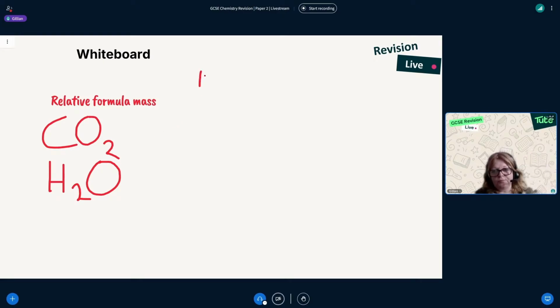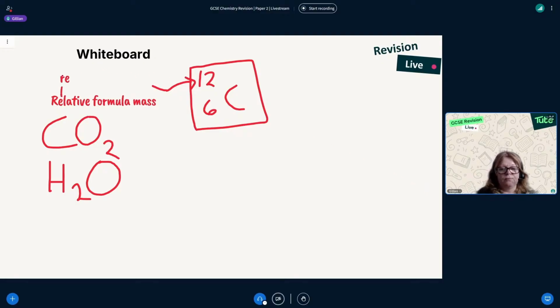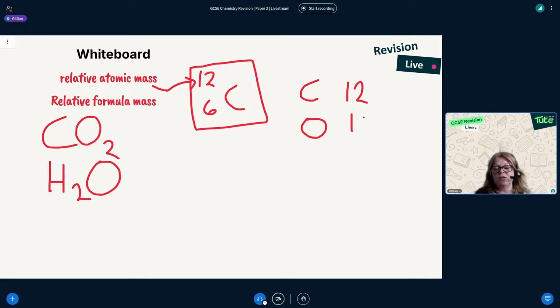So what you would need to remember is to go back to your periodic table and look at that top number. If I draw what you would see on your periodic table for carbon, that should be a C. So remember, it's the top number here. That is the relative atomic mass, and that's what we would use to help calculate the relative formula mass. So carbon has got a relative atomic mass of 12. Oxygen has got a relative atomic mass of 16. Again, you're looking at your periodic table, looking at the top number. Hydrogen's got a relative atomic mass of 1.